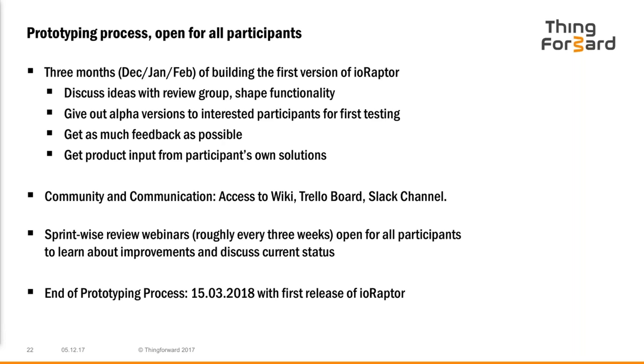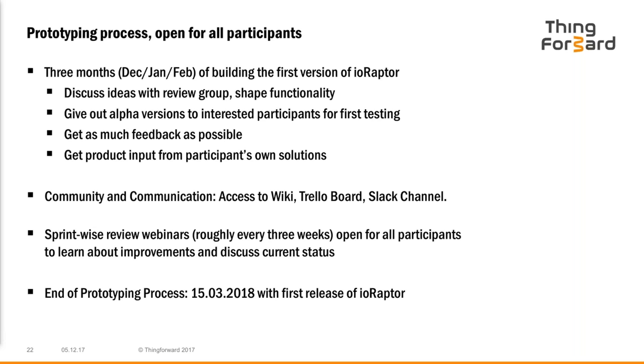the current status of the software that we have, and discuss the ideas with you, with the review group, to shape the functionality, to give out alpha versions to you for first testing, whoever wants to. And of course, get as much feedback as possible for the product that we're aiming to build. And also maybe get product input from you, because maybe you have, or your company has, solutions that would fit into one of these modules and could be provided by the ioRaptor as an installation base.